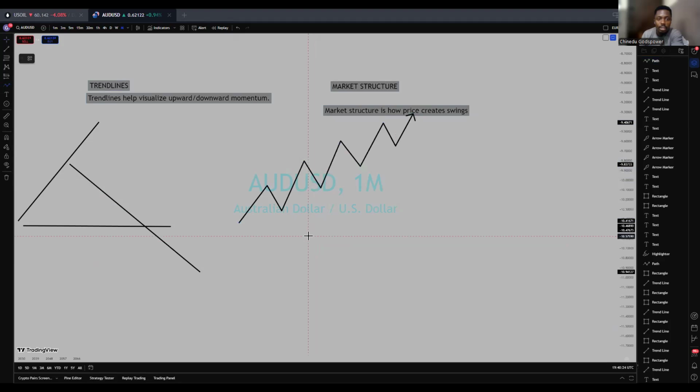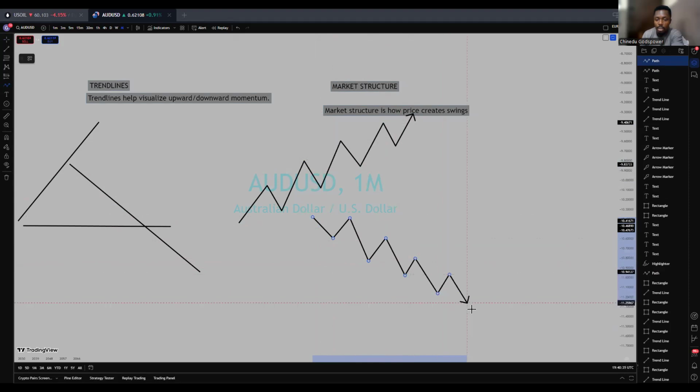Now for a downtrend, this is what price does. Price moves creating what? Lower highs and lower lows. It's moving downwards, like you're taking the stairs downwards, you understand? You're coming down the stairs. So that is what we call a downtrend: lower highs and lower lows. And price can also move in a horizontal way.